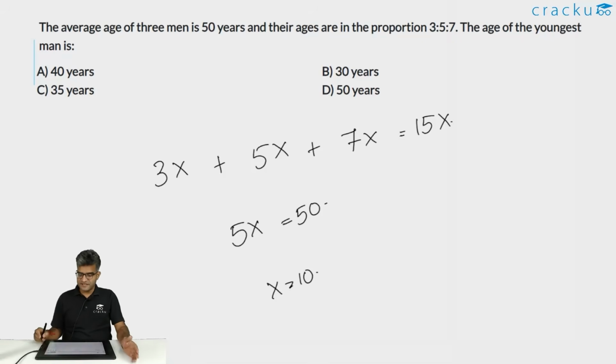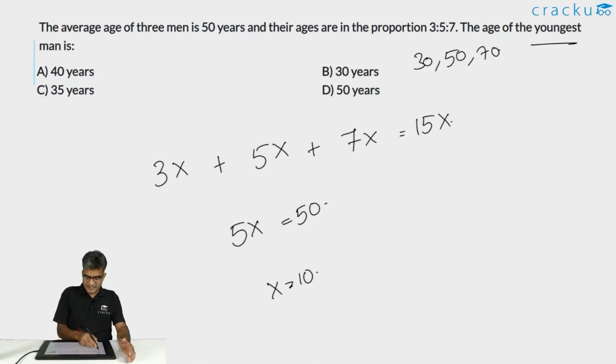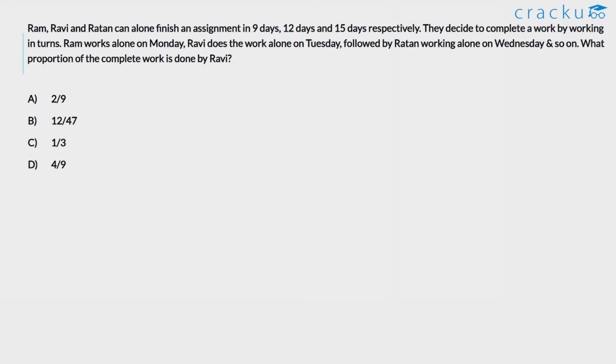So the ages of the 3 people are 30, 50 and 70. So the age of the youngest person will be 30. So the correct answer is option B.